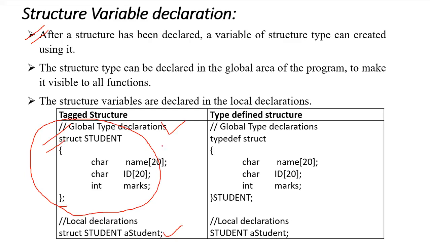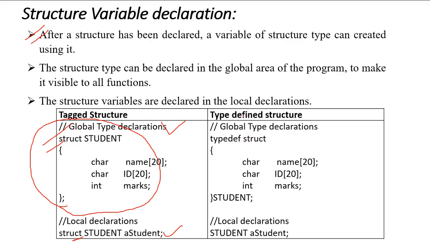And structure variable declaration is very simple. You have to remember, when you are declaring the structure variable and your structure is of type tagged structure, then to do the declaration you have to use the keyword struct as well. When you are declaring the variables, you have to use this keyword struct along with your structure name if your structure is a tagged structure.